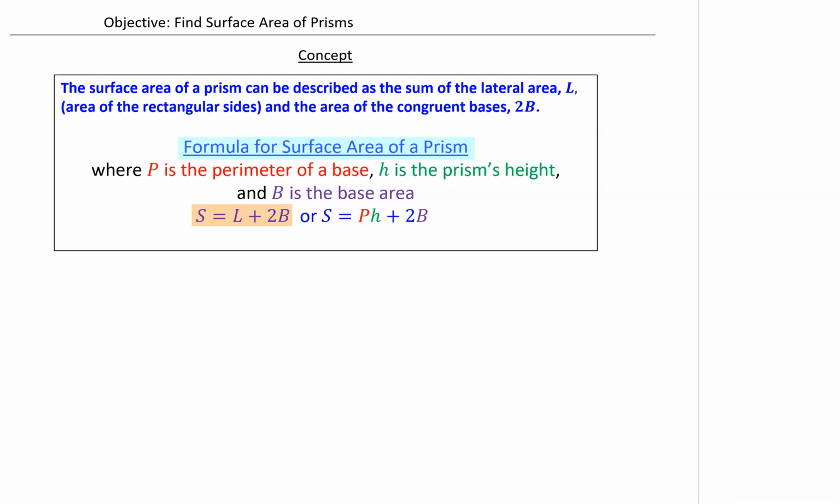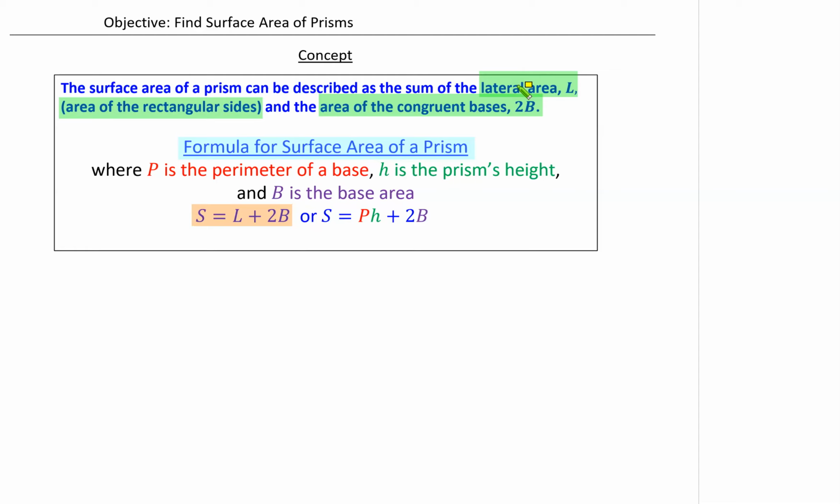And so what we have to understand is that L is what we call the lateral area, and that is the area of only the rectangles, the rectangular sides. And then the B, as we also used in our volume formulas, B is the base area, or the area of the base, and it's multiplied by 2 because prisms have two congruent bases. So that's the 2B part. So what is this L? Well, like I said, L is the area of the rectangular sides.